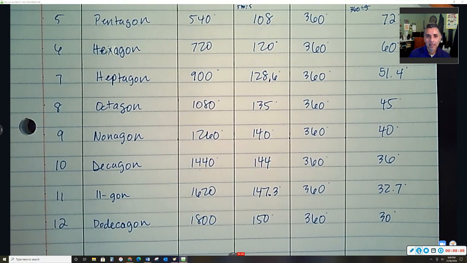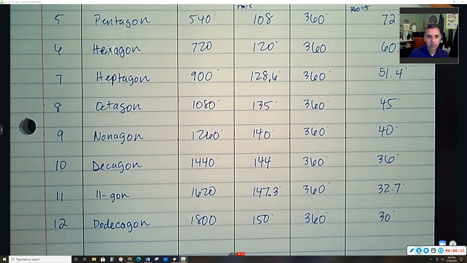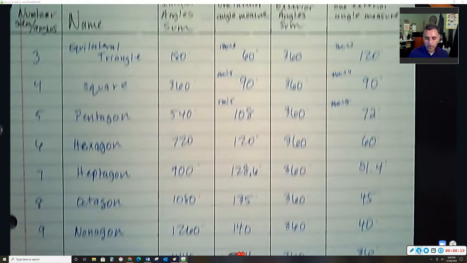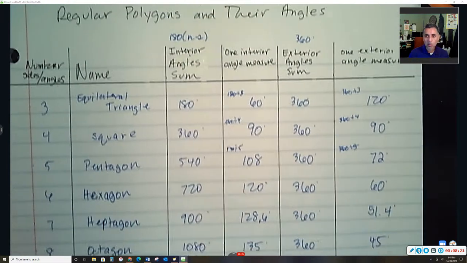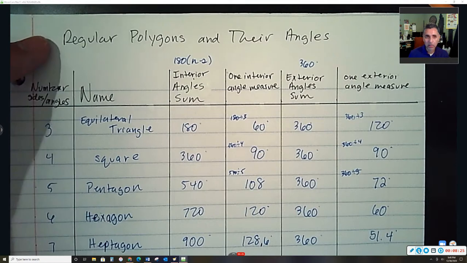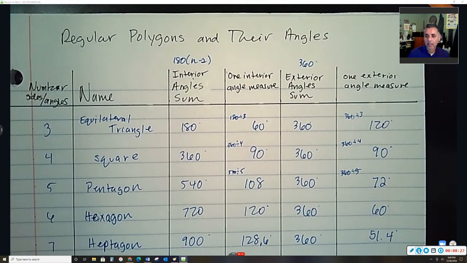Okay, so pause this so you can finish copying the table. I'll lower it real quick so you guys can see the top. And that is it. And again, these are regular polygons. That means all the sides and the angles are congruent.